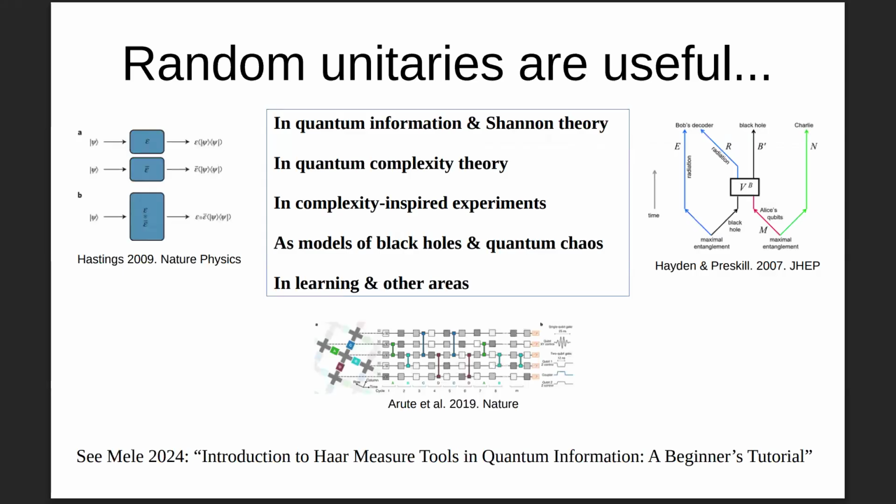Random unitaries show up in a variety of places, such as in quantum information theory. They're actually used as information encoding against errors. In quantum complexity theory, some of these random circuit sampling experiments use these. And probably most importantly to this audience, as models of quantum chaos and related phenomena, such as black holes that are potentially governed by random matrix theory.